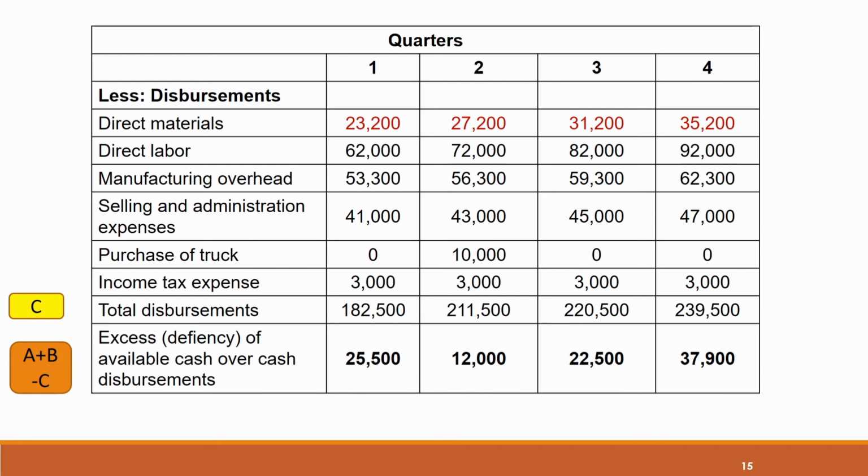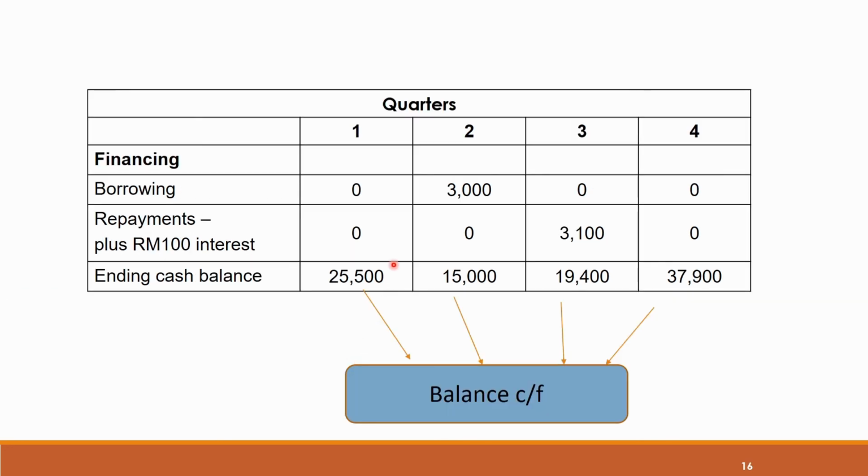Now, what should you do? The amount just now, you just record directly to the ending cash balance. In other words, the one we call the balance carried forward. This amount you must carry forward to the next quarter. Okay, so this is the ending. So for the borrowing and the repayment, we just write down 0 because we have enough cash for the first quarter. And we have to do the same step for the next quarter.